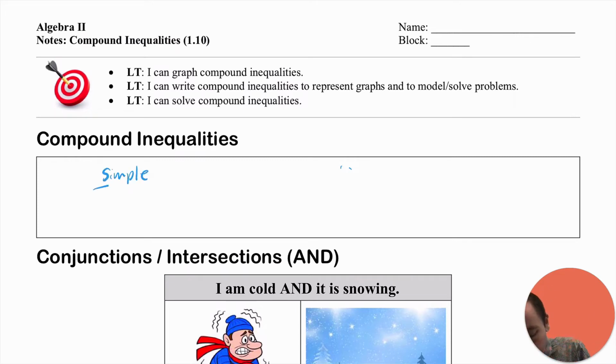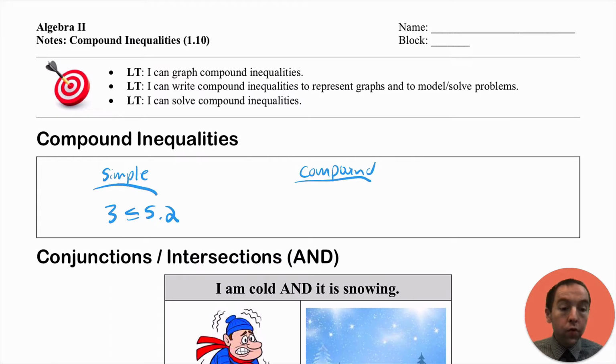Ultimately, the distinction between a simple inequality and a compound inequality is that when it's a simple inequality, you just have one comparison between two quantities, so like 3 is less than or equal to 5.2. And if you have only that comparison, that makes it a simple inequality. Whereas if you have a compound inequality, you have multiple comparisons going on at the same time that we join together with certain conjunction words, like the word "and" or "or". Those are going to be the two conjunction words that join up the compound inequalities we're going to take a look at.